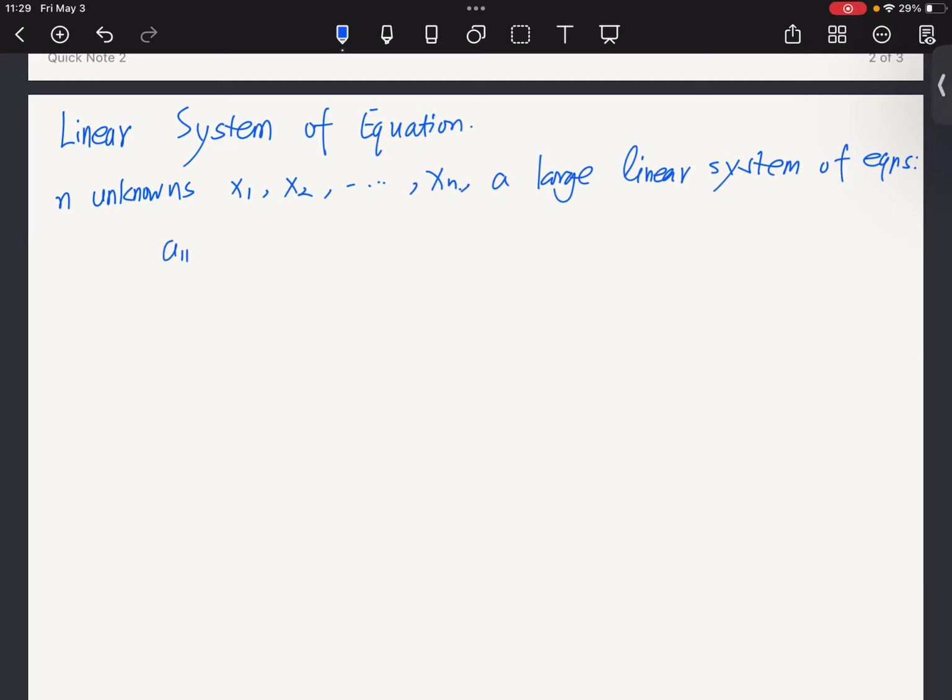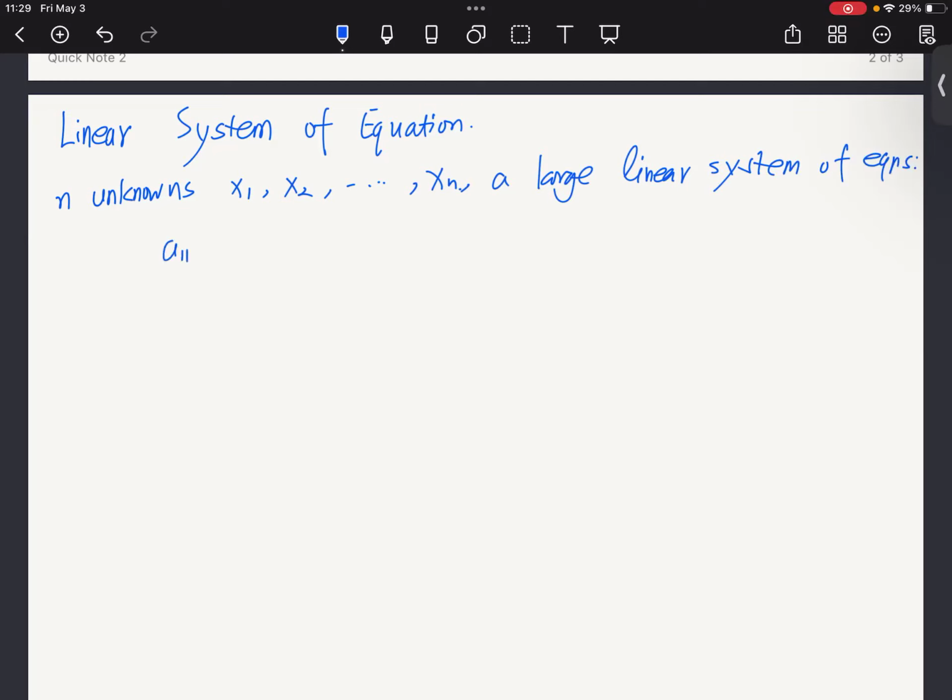And then xn, and then we have the B1. B1 is the right hand side term, and it's also a number. And then we have n similar equations, but we have different coefficients for them. And we have n equations, looks like this.